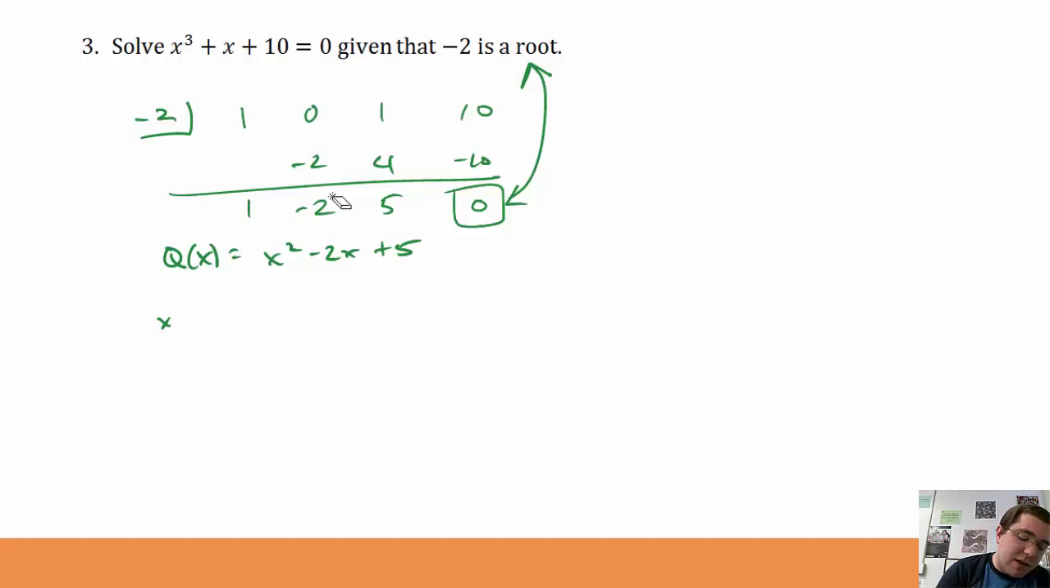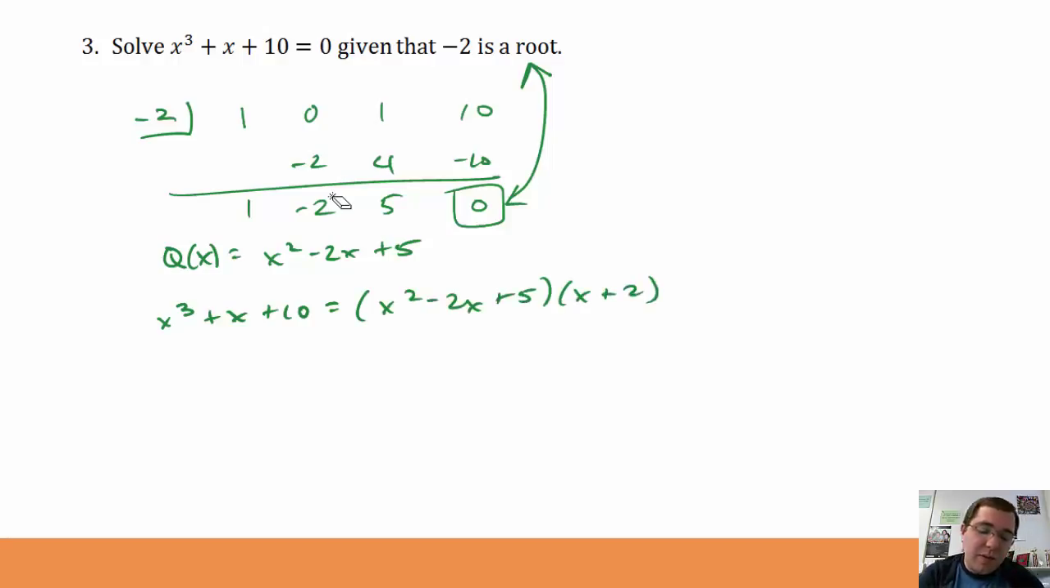And I know that x cubed plus x plus 10 can be written as x squared minus 2x plus 5 times x plus 2. I divided by x minus negative 2, so x plus 2 is a factor. And the answer was x squared minus 2x plus 5. So my original polynomial can be written out like that. So now if I can just factor x squared minus 2x plus 5, or solve it, if it can't be factored, then I'll have solutions to the whole equation. Alright? So let's solve x squared minus 2x plus 5.